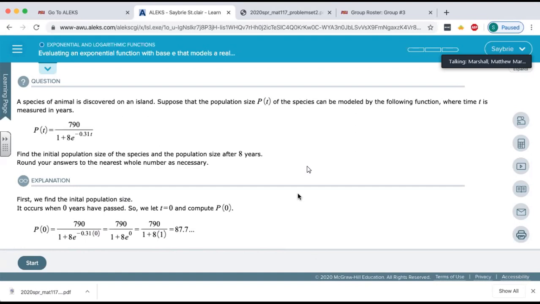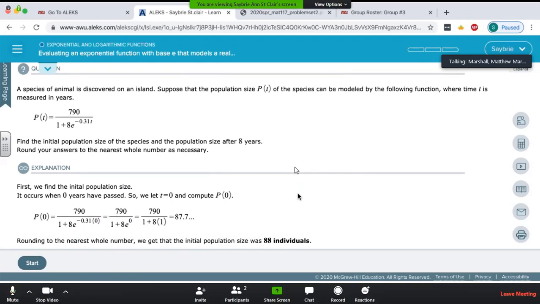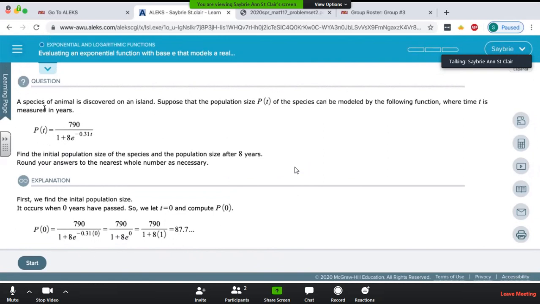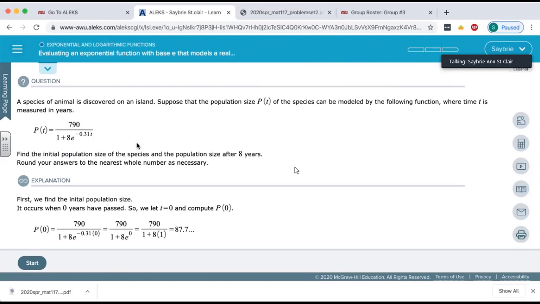Okay, look at this formula. Let's write this down. What was the question? Can you go up? Oh, that is the question? Find the initial after 8 years. So T is 8.